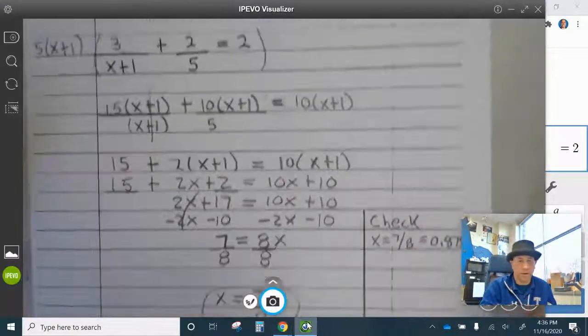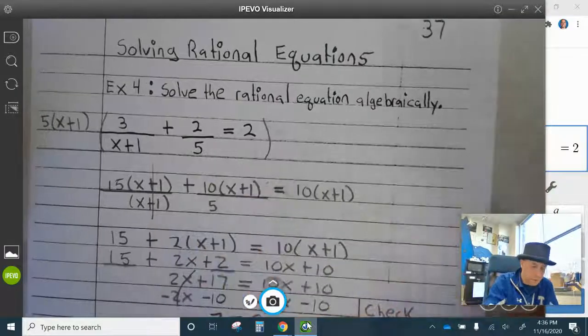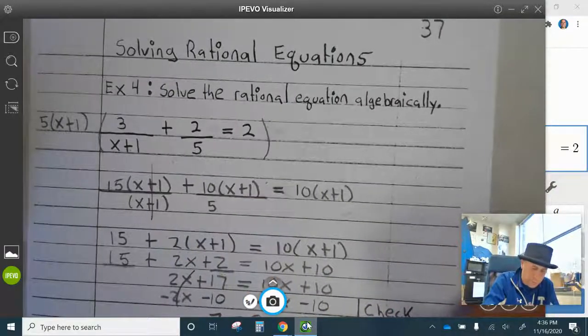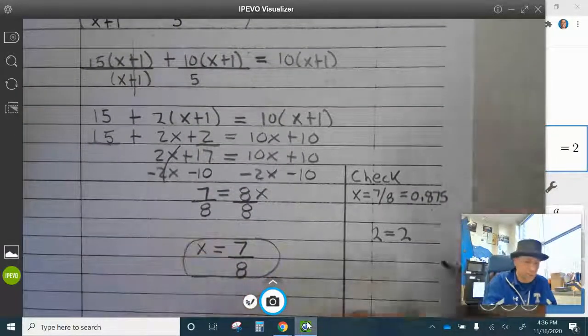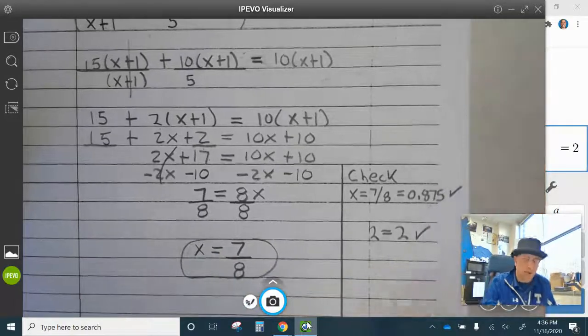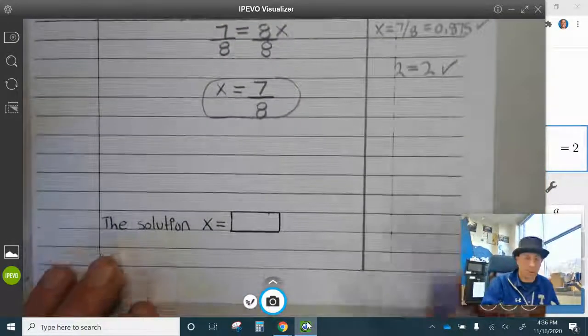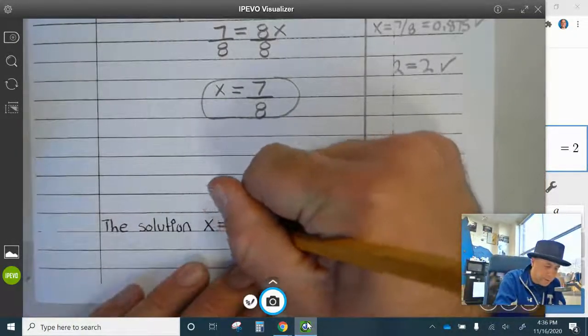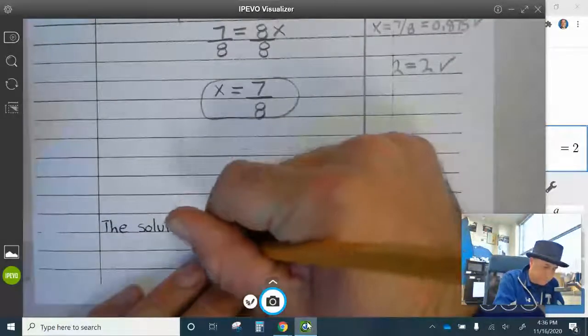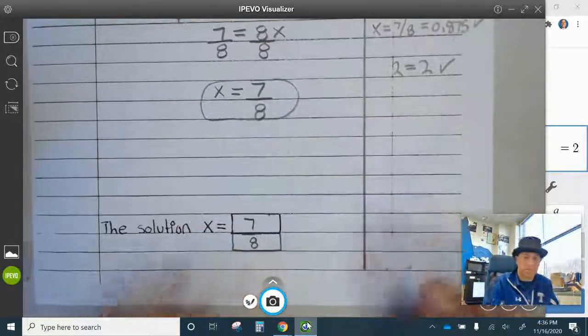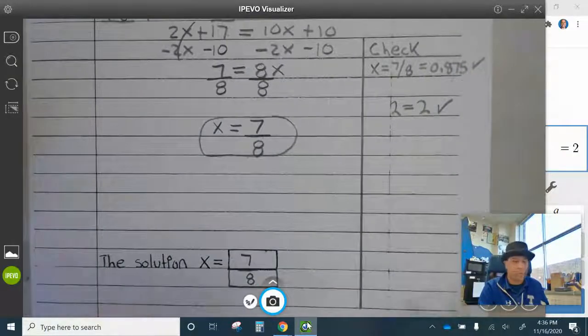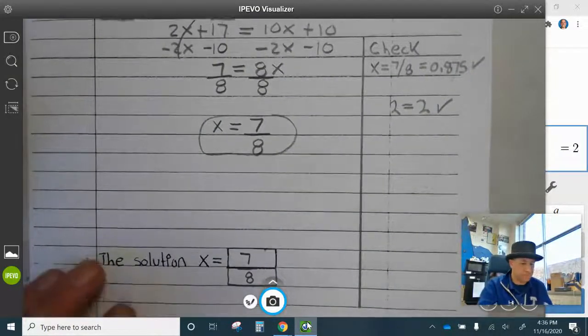Well, that means that 2 equals 2. Okay, since 2 equals 2, that checks, that means this value checks, okay, that means our solution is x equals 7 divided by 8. Okay, go ahead and finish up example 4.